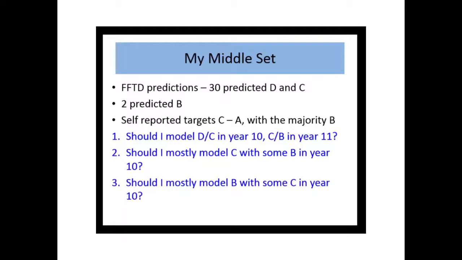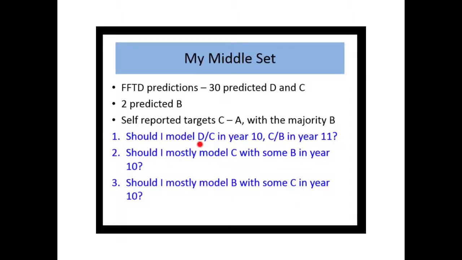So I began by introducing my Middleset Year 10s. Their FFT D predictions showed 30 predicted D and C grades, 2 were predicted B. This would put them in the top 25% of similar students for progress. Their self-reported targets were all C to A, none of them predicted a D for themselves, with the majority at B. And so I had to ask myself 3 questions.